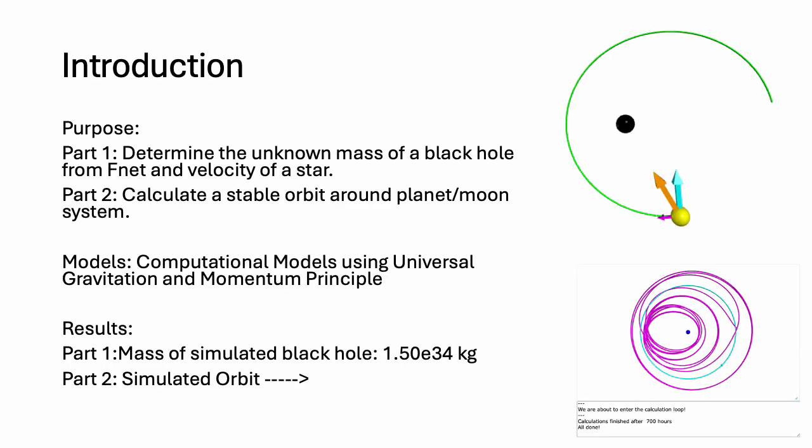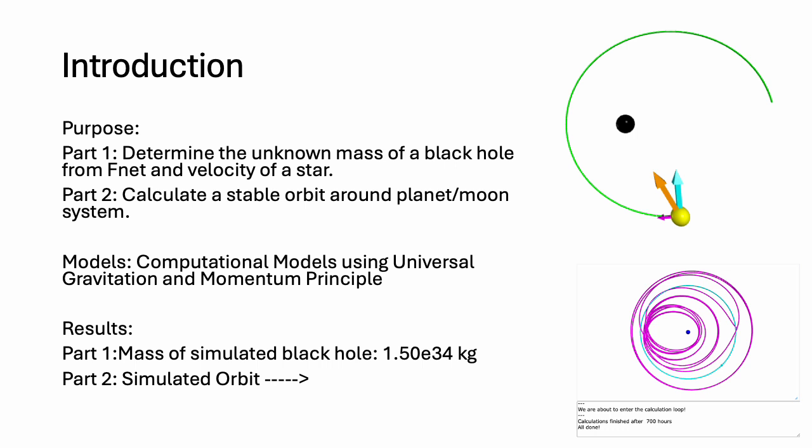For this experiment we had two parts, both of which used a computational model. In part 1, we determined the unknown mass of a black hole from an orbiting star using Fnet and its velocity. For part 2, we had a starship and a moon, and we wanted to create a stable orbit around both the planet and the moon system. For this, we used a computational model, mainly using the principles of universal gravitation and the momentum principle.